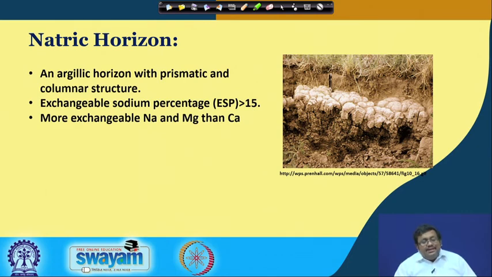Natric horizon is an argillic horizon which shows the dominance of sodium with some prismatic and columnar structure. We will discuss structure later on, and it contains exchangeable sodium percentage greater than 15. So, this is an important property, and it contains more exchangeable sodium and magnesium than calcium. So, as you can see, this is a natric horizon which is showing accumulation of sodium, and these are having columnar structure.